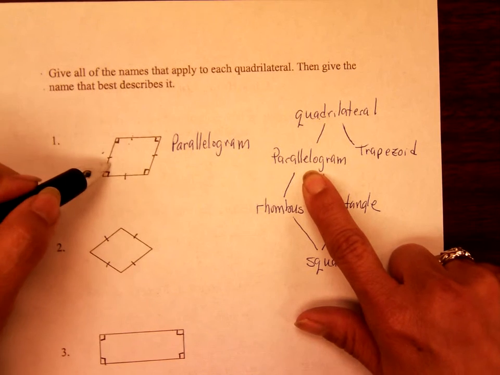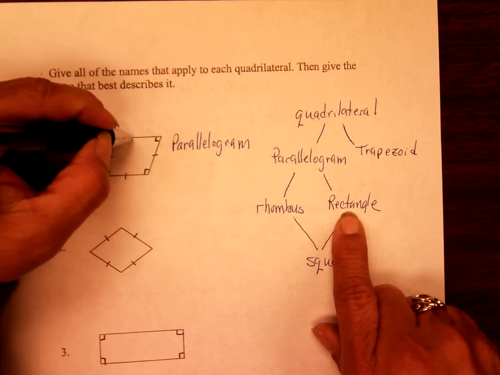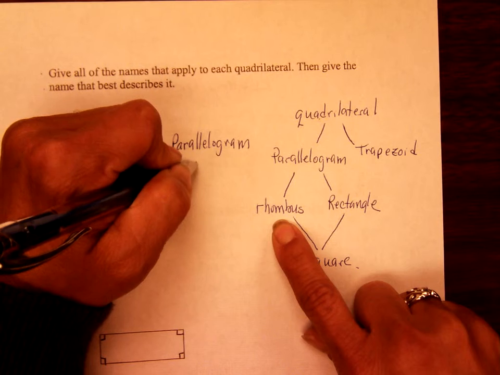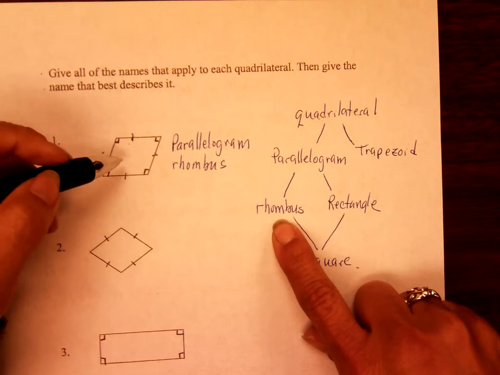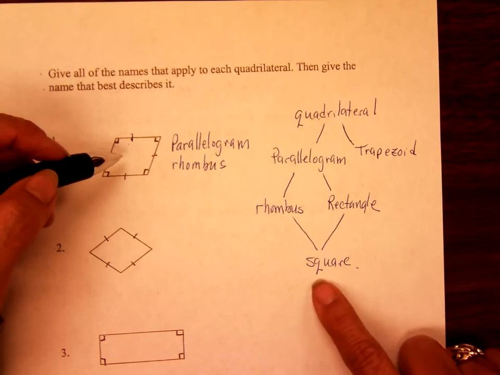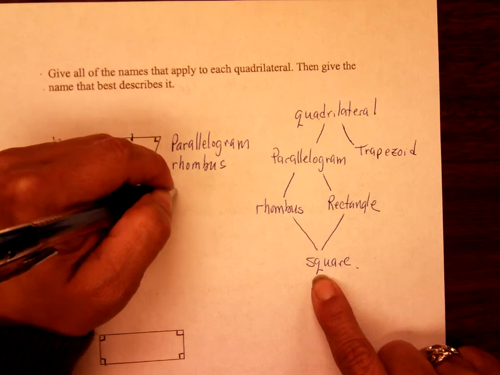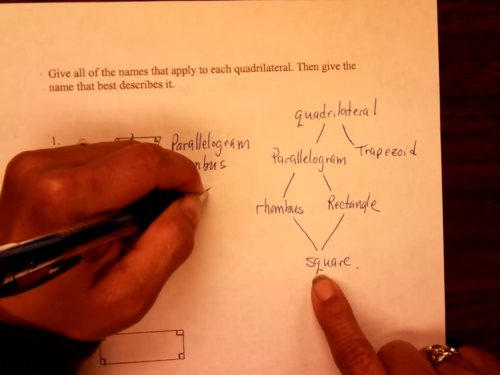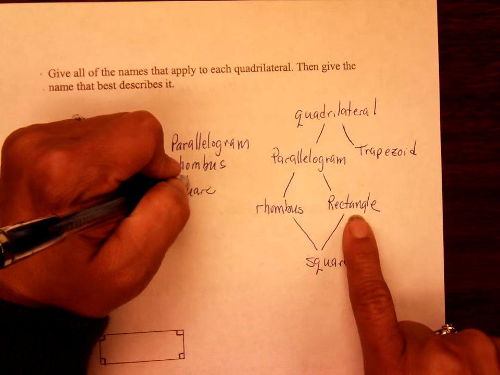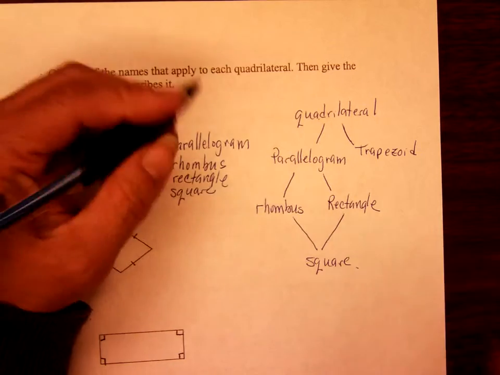Okay, so now you look down. Is it a rhombus or is it a rectangle? Well, it has four equal sides, so it has to be a rhombus. Okay, but now let's look here. Is it a square? If it's a square, then you have to write square down here. But remember, a square is also a rectangle. So here you would write rectangle. So the best name for this is a square.